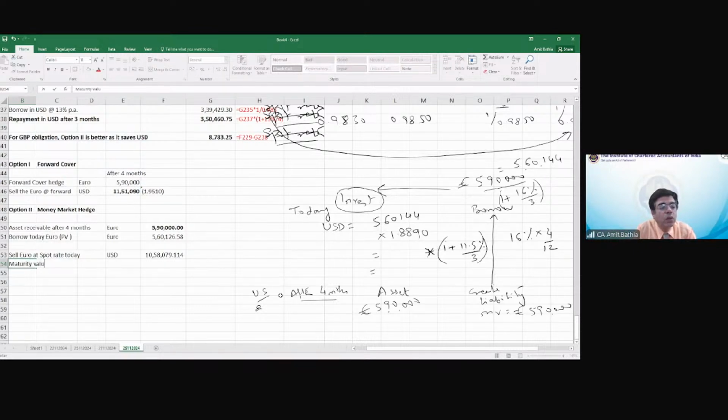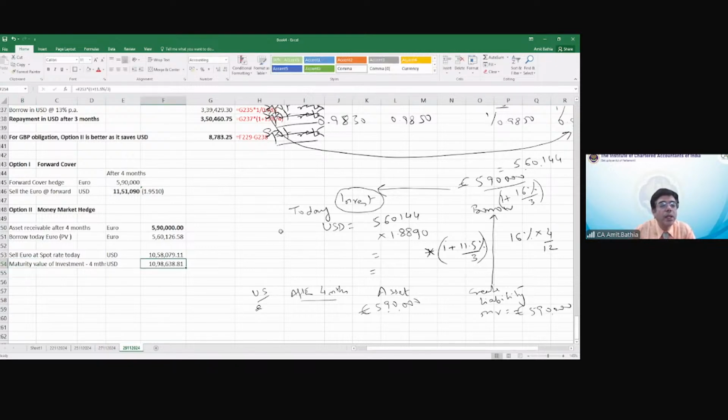Maturity value of investment. This is in USD, right? So I'm going to add 1058 into 1 plus 11.5% divided by 3 again. Remember why 3? Because it is for 4 months. Okay, it is after 4 months. This is the maturity value of investment after 4 months.